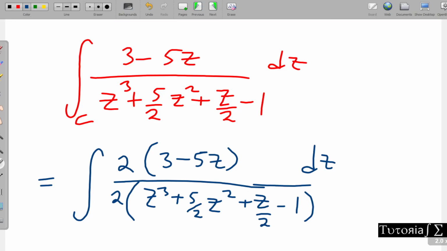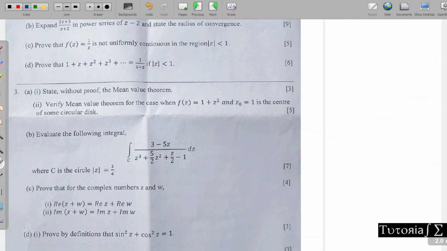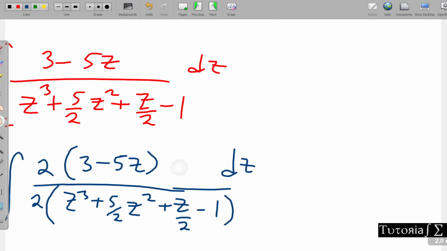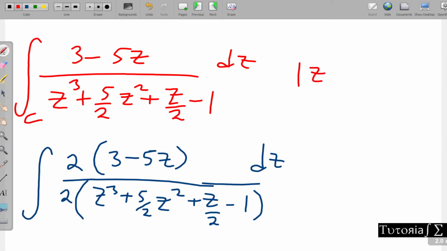Alright, so let me just get this equation down. The question asks us to evaluate this integral. We've also been given the contour of integration, which is the modulus of z equal to 3 over 4. So we are evaluating this in the region where the modulus of z is 3 over 4.